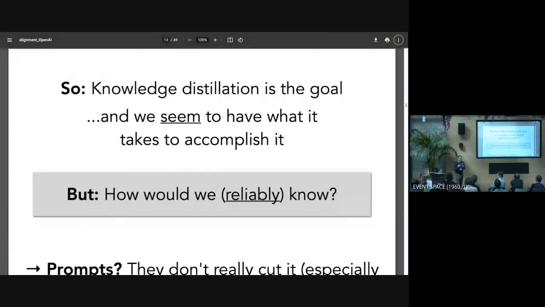You might say you can just ask it, but I would say that just using prompts will not really cut it, especially given the role that RLHF plays, which is a bit of a confounder here, because the model might just try to be very good at convincing you that it knows something, even if it doesn't.